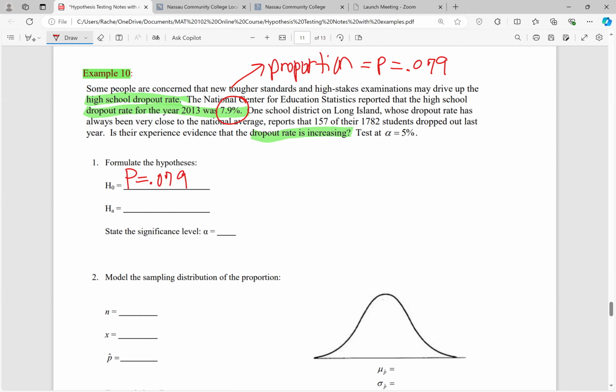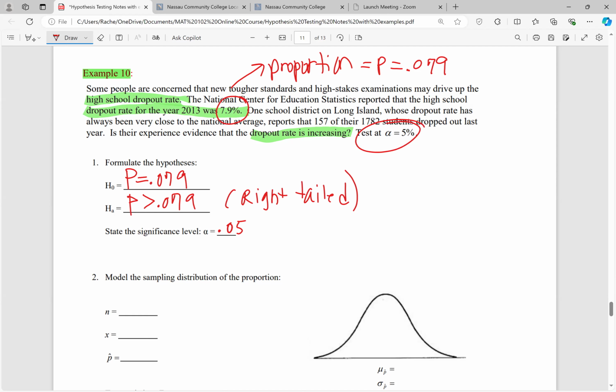But the alternative, the suspicion, is that this rate is increasing, so that p is actually greater than 0.079. So since it's greater than, let's just make a note that this is a right-tailed test. And we're going to test at an alpha level of 5% or 0.05. So I'm going to state that too.